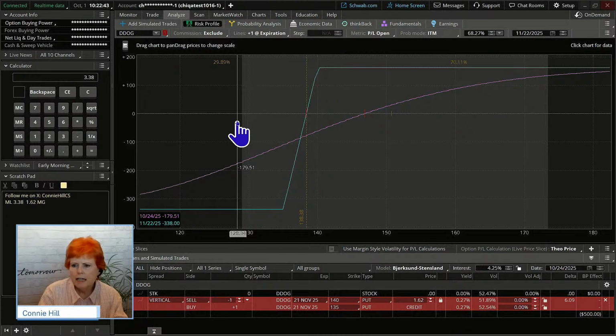You cannot set alerts directly off the risk profile, but you could set some based off of some variables. Juan says, when we close the vertical before strike, does the chart show our profit? It will. In fact, we're going to get into that in just a moment.